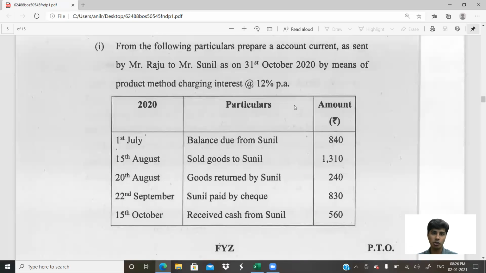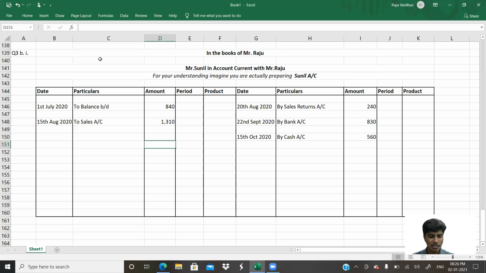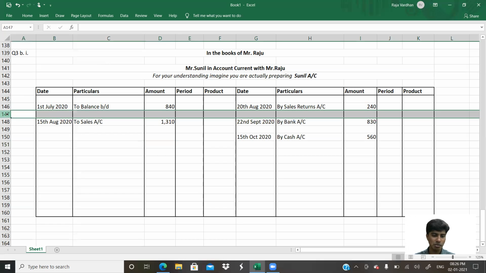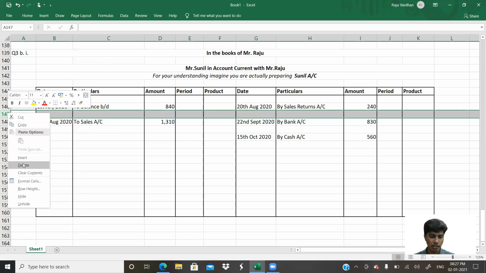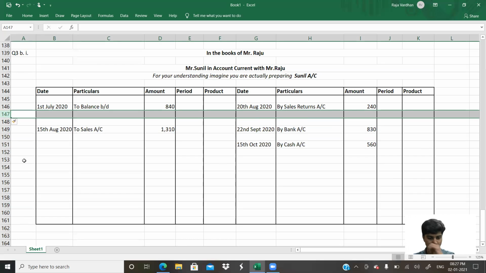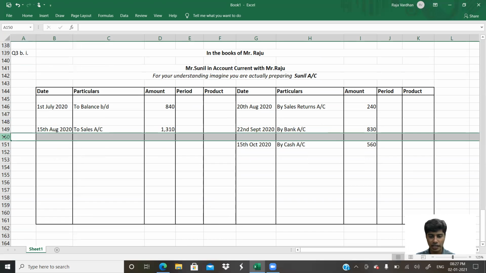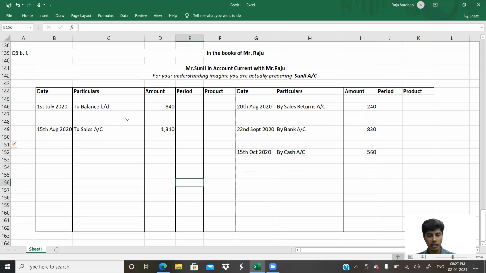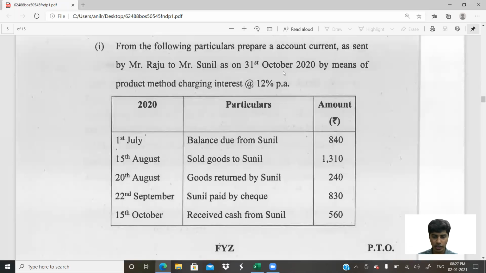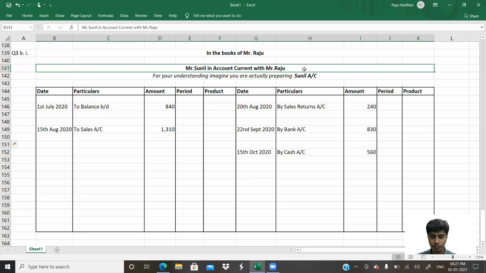Now we will bring in the concept of account current. Account current is simple. These transactions are supposed to be seen as individual transactions, not connected with each other. And all of them will be treated like a loan given by one party to the other. For every transaction, from the date of the transaction till the end of the period, you would have to compute interest. Period is from this date till the date on which this is prepared. What date is this prepared? As on 31st of October 2020.